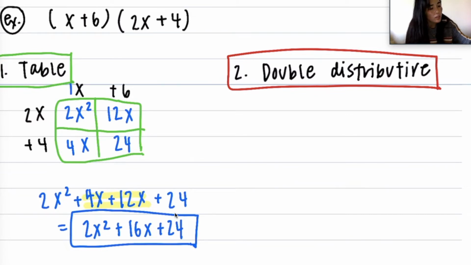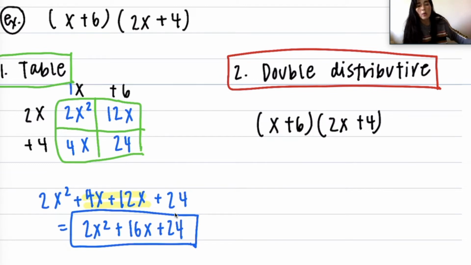So let's take a look at the same problem just so you can see that we get the same answer. So x plus 6 times 2x plus 4. All right, and so how double distributive is going to work is that we're going to break up this first part. We had said that there's an x here, so we're going to take that x and distribute it to everything in the second term.